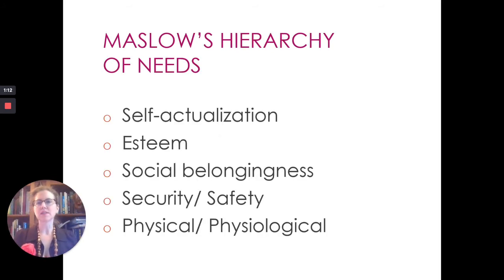And these are the needs. At the bottom is physical or physiological. The second one up that pyramid is security or safety. The next one is social belongingness. The next one is esteem. And then that top one is what's called self-actualization. And we'll go through all of these, and of course we'll have examples.